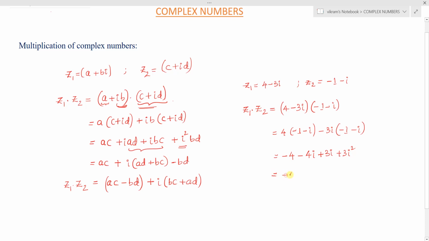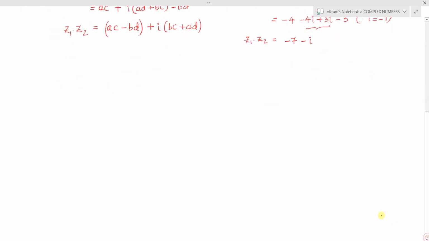So the result is minus 4, minus 4i plus 3i. Next, i square is minus 1, so 3i square is minus 3. Write the real parts together and imaginary parts together: minus 4 minus 3 is minus 7, and minus 4i plus 3i is minus i. So the result is z1 into z2 equals minus 7 minus i. This is the way of performing the multiplication of complex numbers.